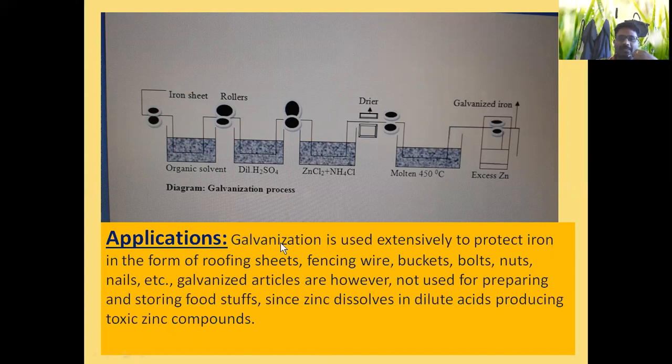Finally, we will get galvanized iron or galvanized sheet. Application: galvanized articles are extensively used to protect iron in the form of roofing sheets, fencing wires, buckets, bolts, nuts, nails, etc. However, galvanized articles are not used for storing or preparing foodstuffs, since zinc dissolves in dilute acids, producing toxic zinc compounds. That is why zinc coated articles are not used for storing foodstuffs. So this is about the galvanization process.